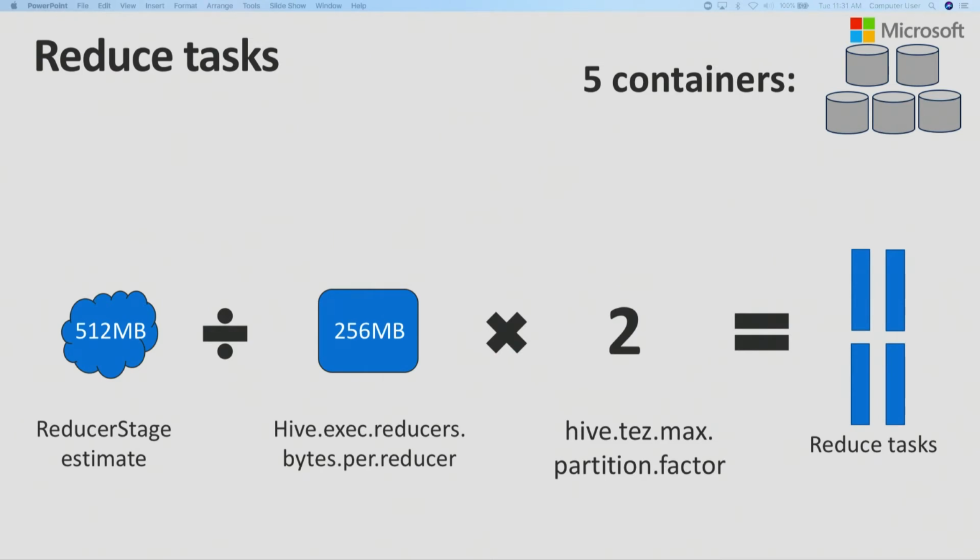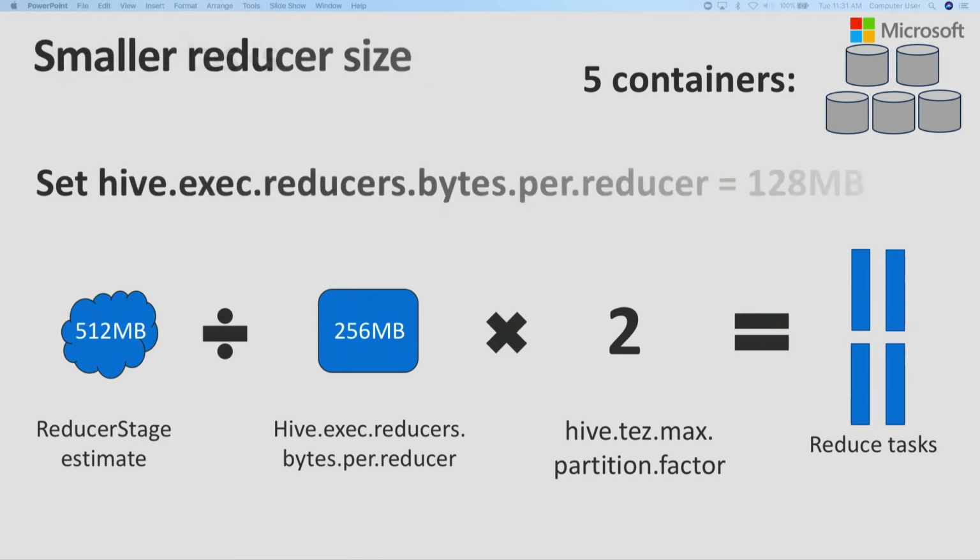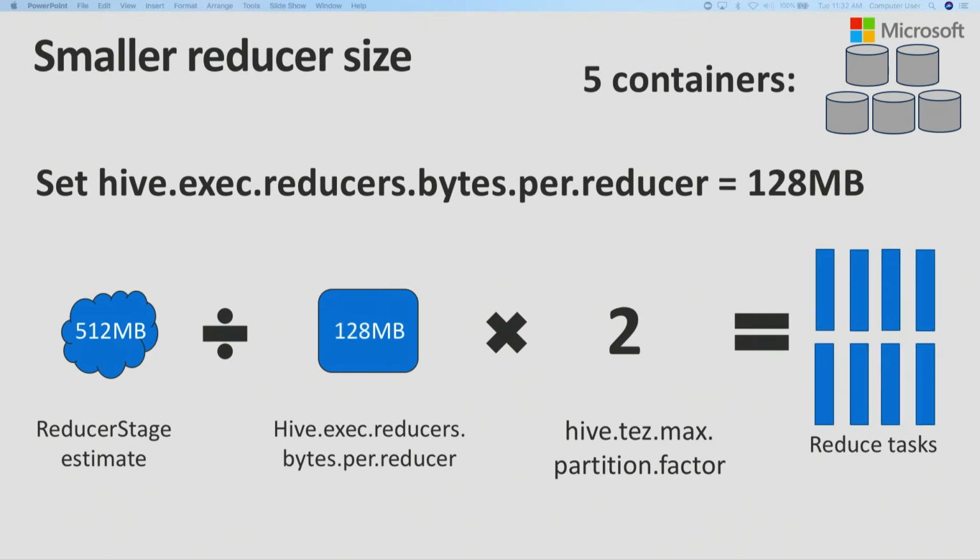I'm sure we can all say this together. Hey, we don't have enough tasks to run in our containers. So what should we do? We need more tasks, right? How do we increase the number of tasks? So we should just set this reducer size to be smaller, right? So if it's 256 megabytes, let's set it to 128. And how does that change our equation? So if we divide 512 by 128 times 2, now we have 8 tasks. And with these 8 tasks, now we're able to saturate and use all our containers, and we're going to be able to better use the resources that we have.